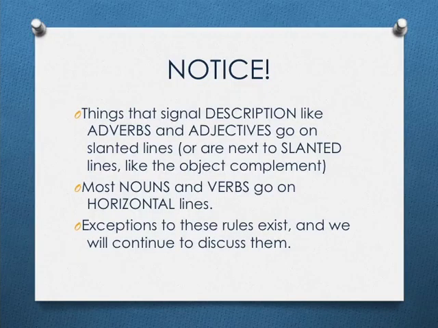I certainly don't expect you to understand exactly how diagrams work right now. But things to notice are that descriptions, like adverbs and adjectives, go on slanted lines or next to slanted lines, like the object complement. Nouns and verbs usually go on horizontal lines. Exceptions to these rules do exist, and we'll continue to discuss them throughout the semester.